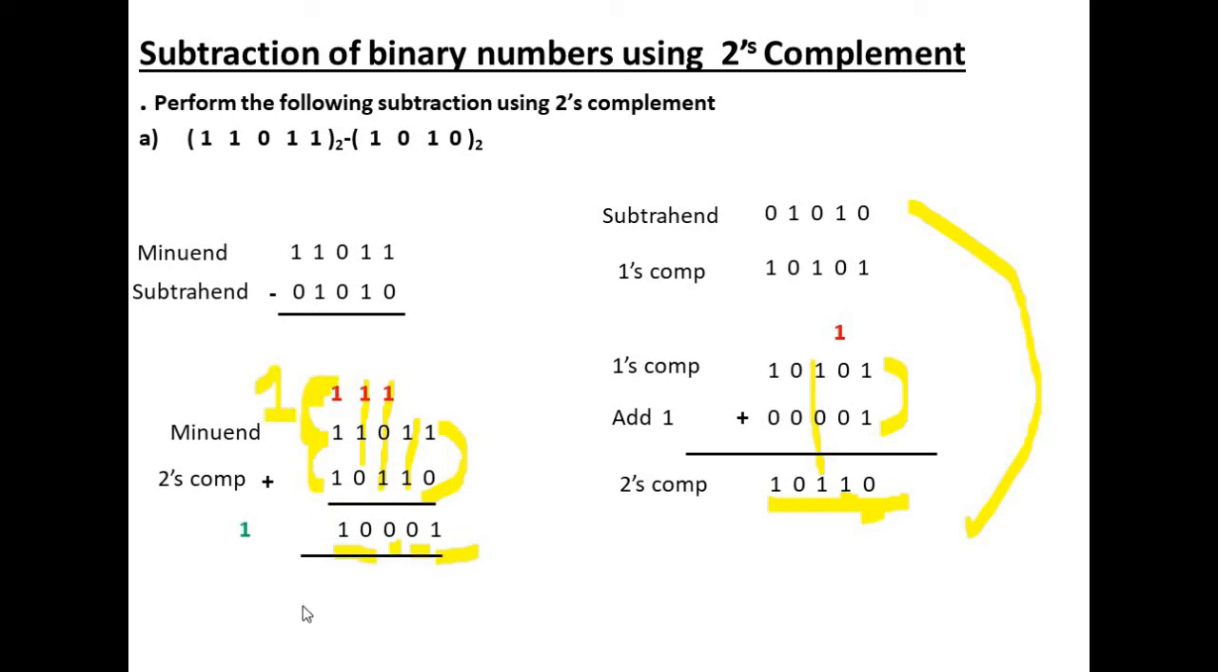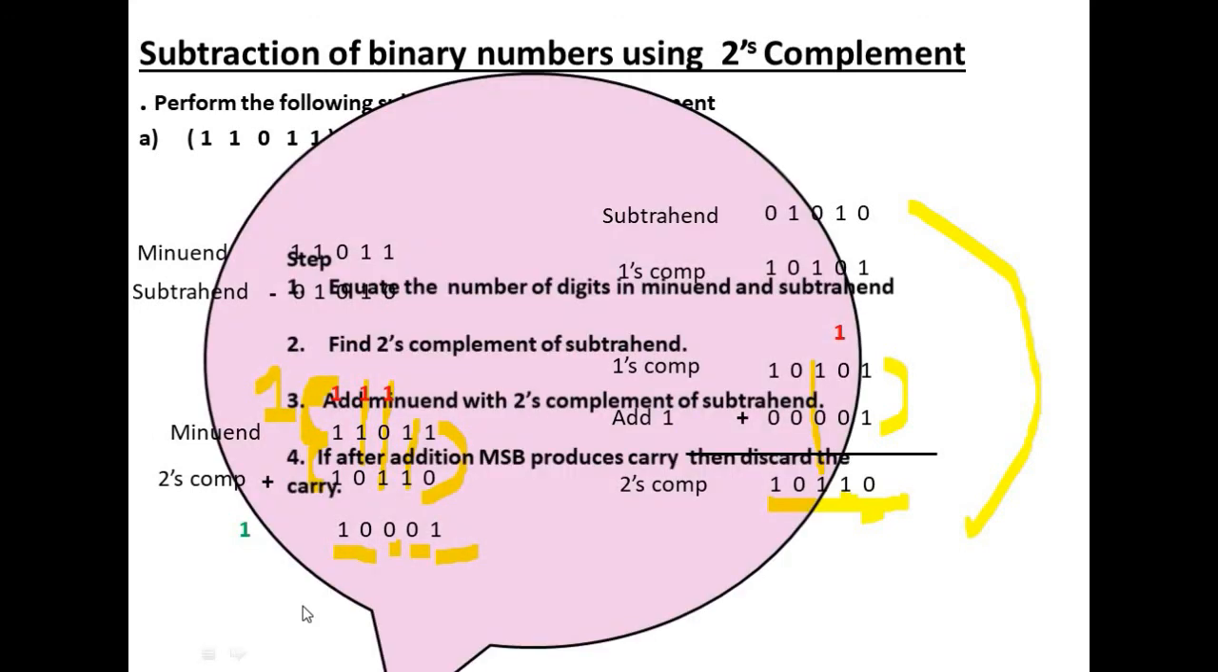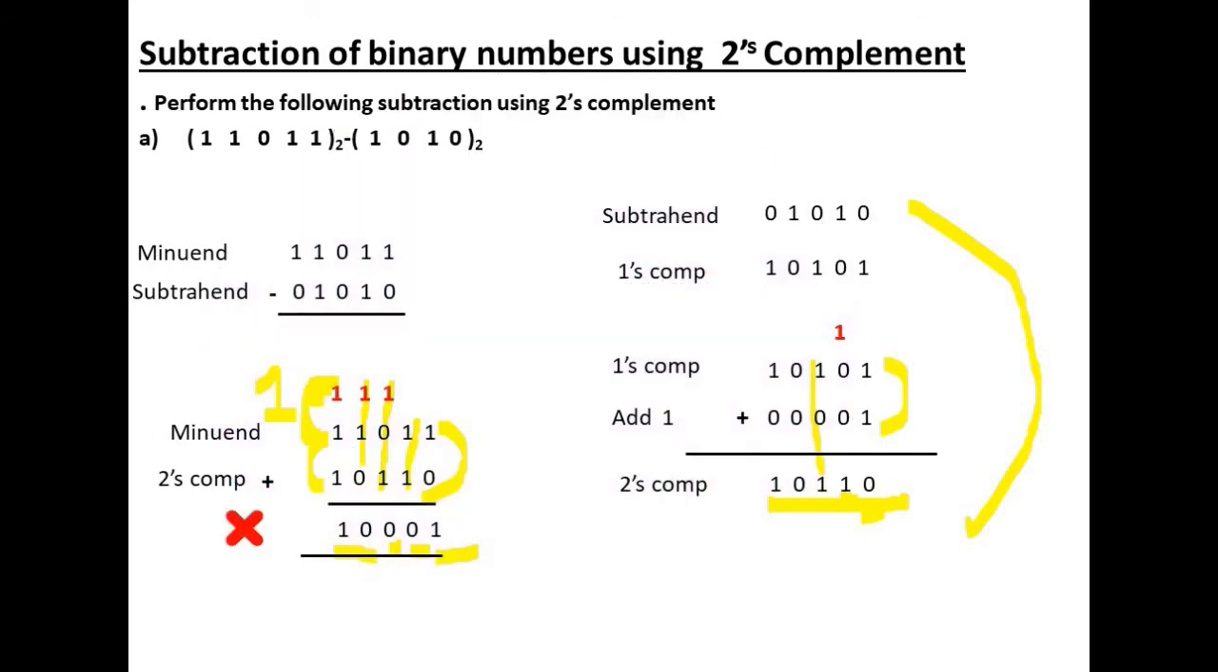So again we have got a carry of 1, but now this carry, after addition the MSB produces a carry, then we have to discard this carry. So now this 1 will be discarded. So we are going to find the final result as 1 0 0 0 1. This is the final answer, and we can check it.